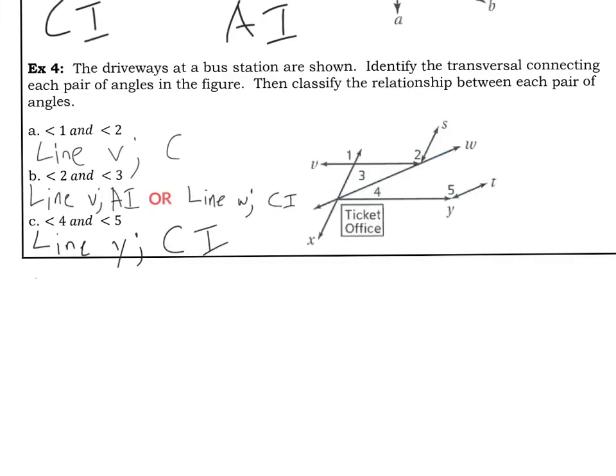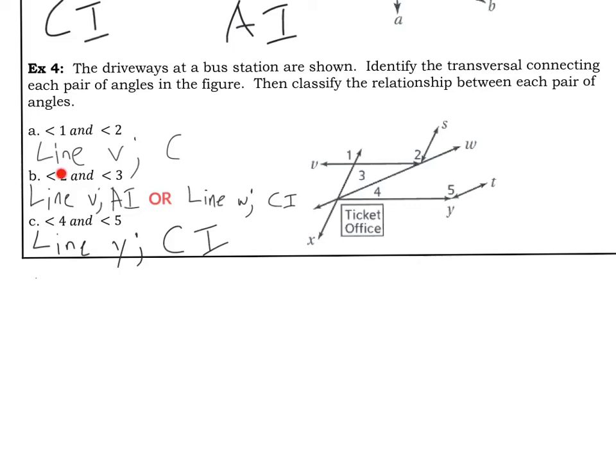So, example 4, the driveways at a bus station are shown. Identify the transversal connecting each pair of angles in the figure, then classify the relationship between each pair of angles. So, we have angle 1 and angle 2. Here's angle 1, here's angle 2. So, the sides of their angles would be line X and line S, and the transversal going through it would be line V. And so, since 1 is on the outside, because you can clearly see 1 on the outside and 2's on the inside here, that would make them corresponding angles. So I just put a C, like I did for the other ones.